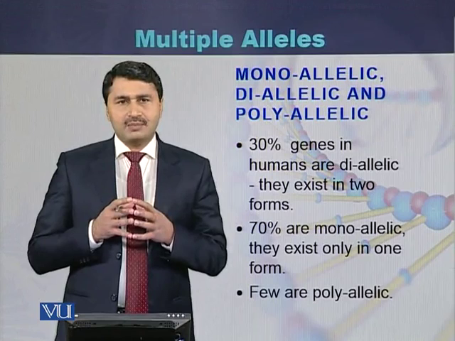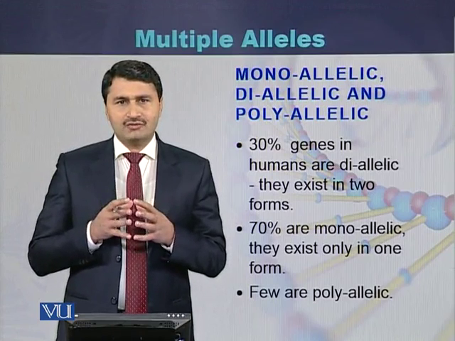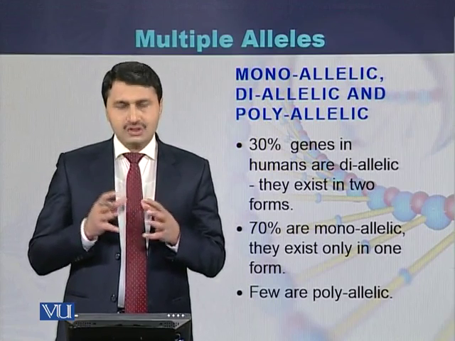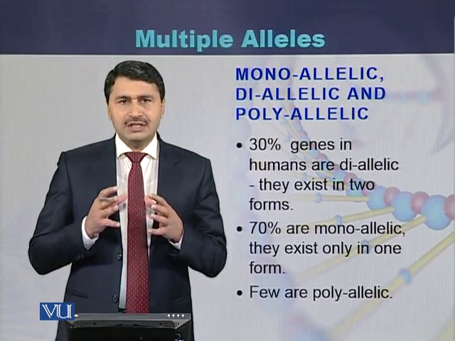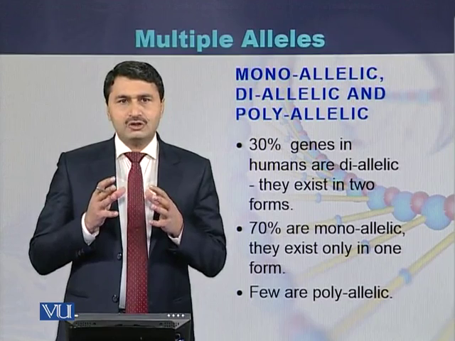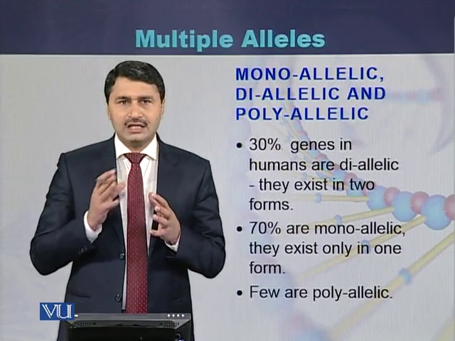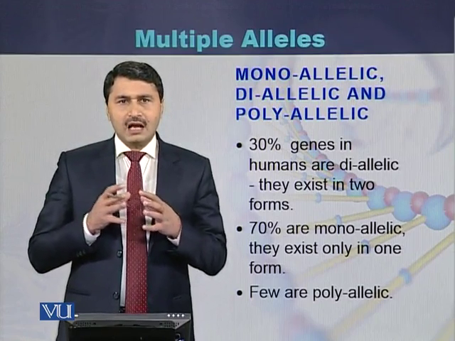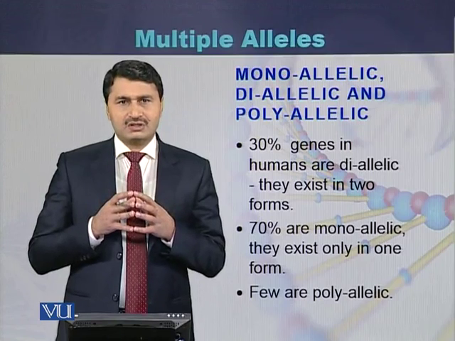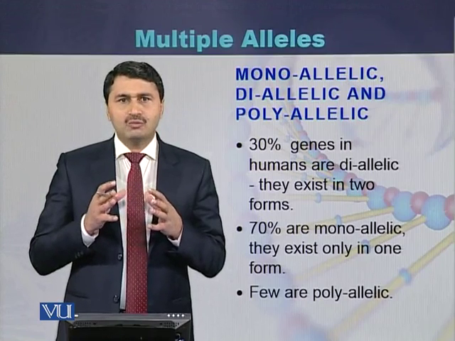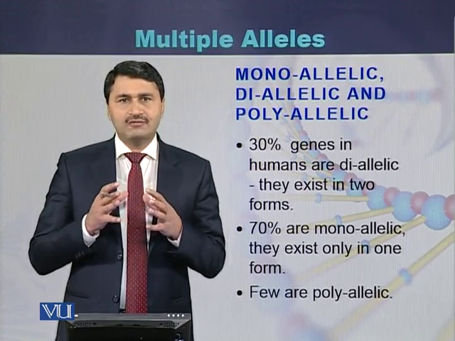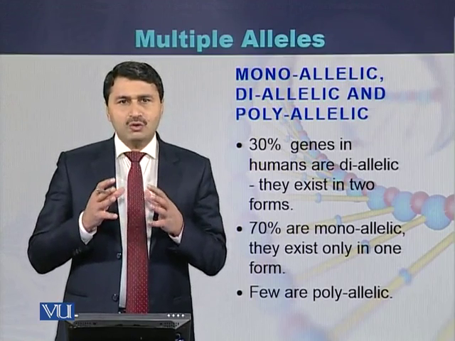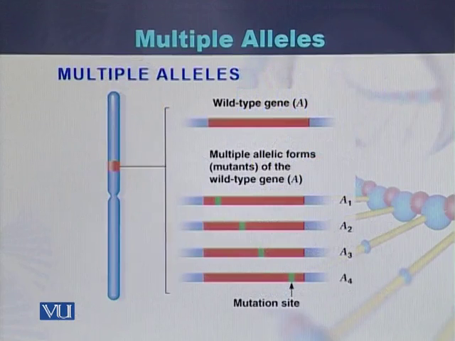If we take the example of humans, there are approximately 30% of genes which are diallelic, meaning those genes that contain two alleles, allele 1 and allele 2. But approximately 70% of the genes are monoallelic, meaning those genes that contain only one allele, and few are polyallelic in nature.